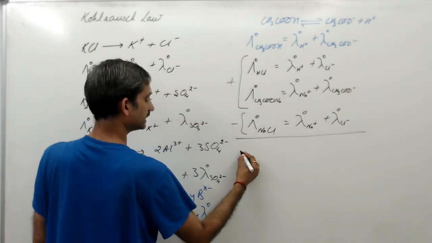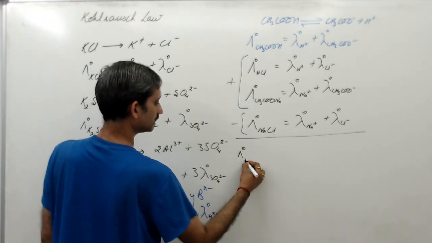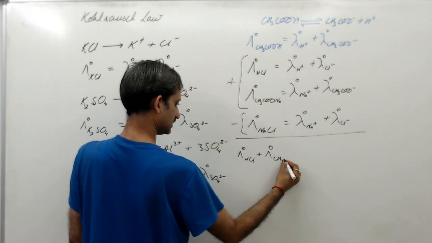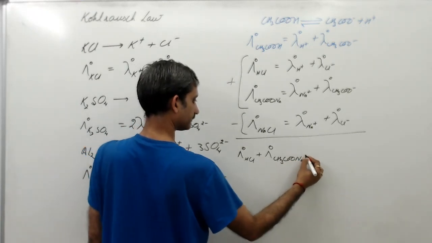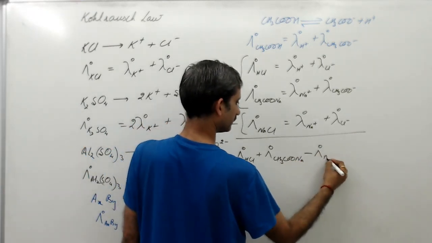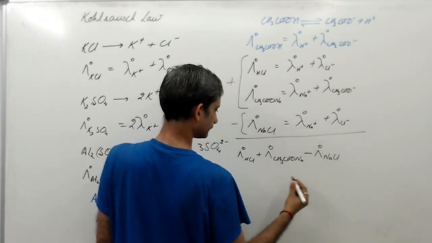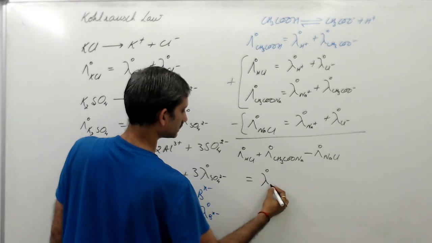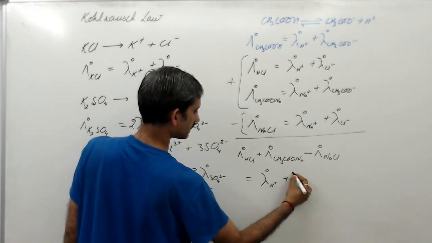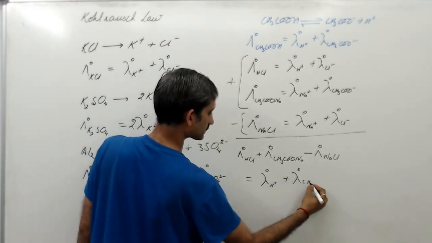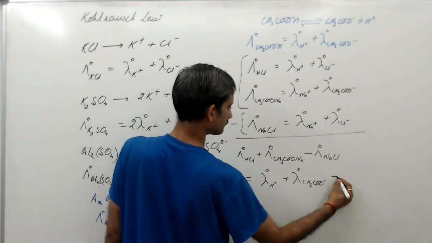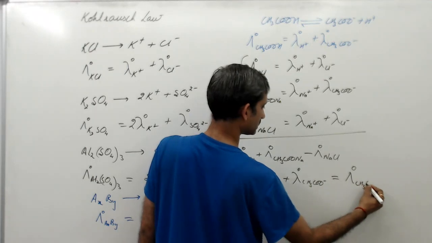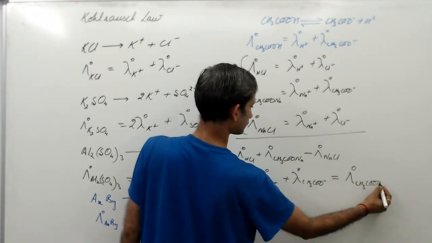If I do it, I get lambda naught HCl plus lambda naught CH3COONa minus lambda naught of NaCl, which is equal to lambda naught H plus plus lambda naught of CH3COO minus, which is equal to lambda naught of CH3COOH.